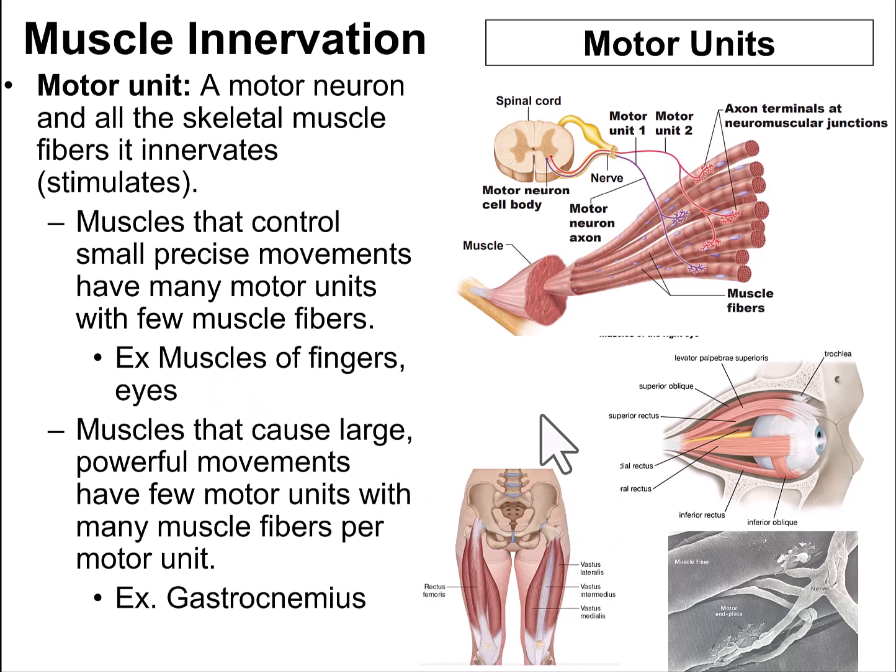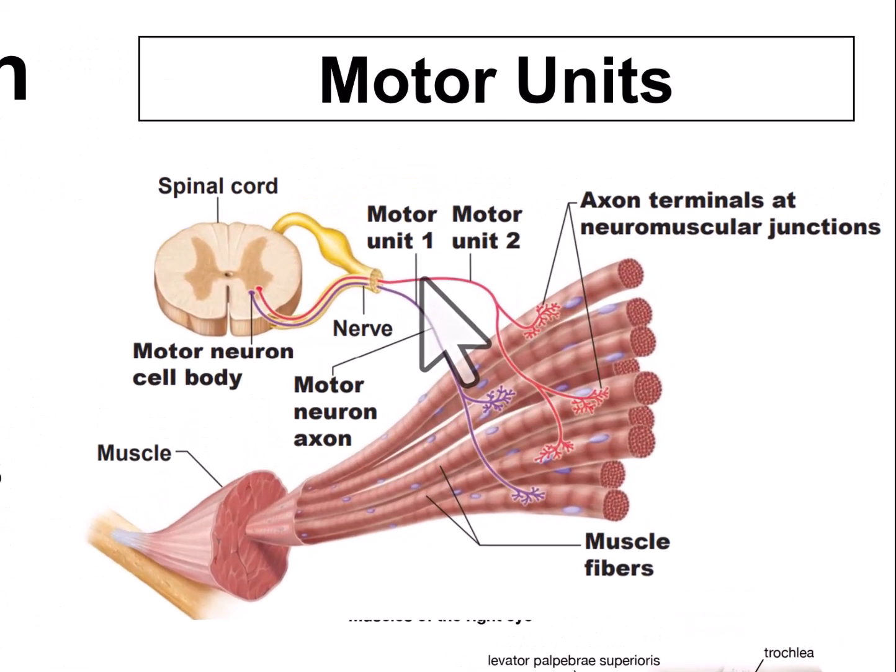You also want to make sure you star both of these because there's a difference in the size of the motor units. When you look at skeletal muscles that control small, precise movements, they're going to have many motor units with relatively few muscle cells. For example, muscles of the fingers and the eyes. Looking at this diagram here, this is showing a motor neuron, and it's innervating these 1, 2, 3 muscle cells. So that's your motor unit.